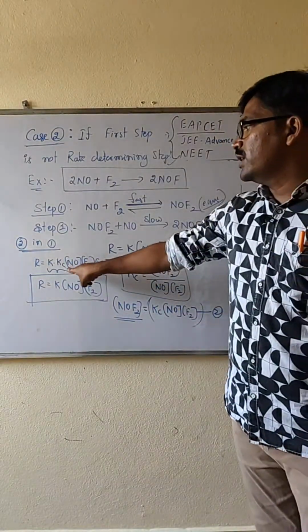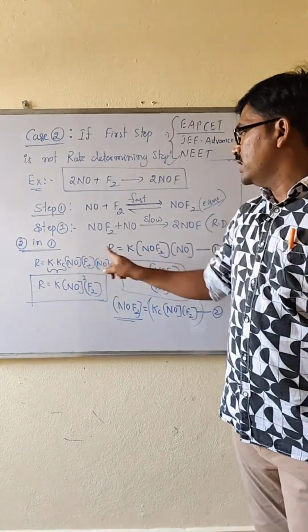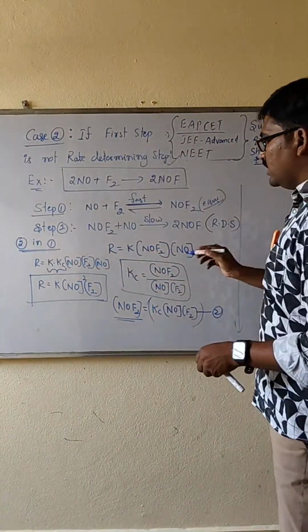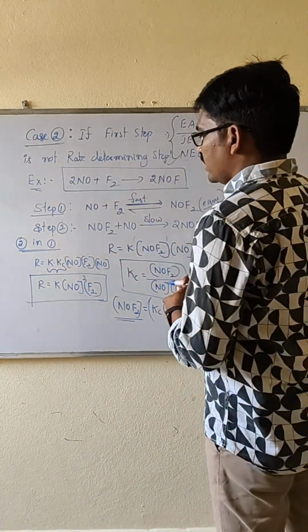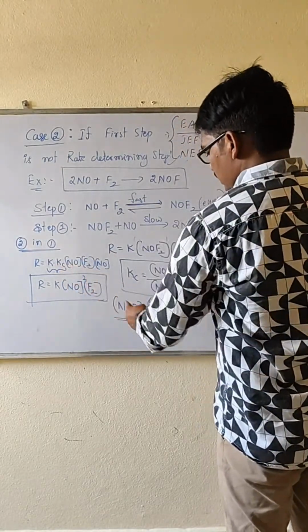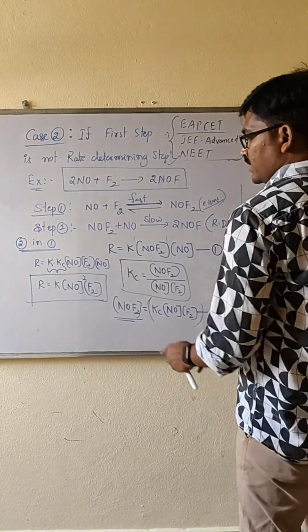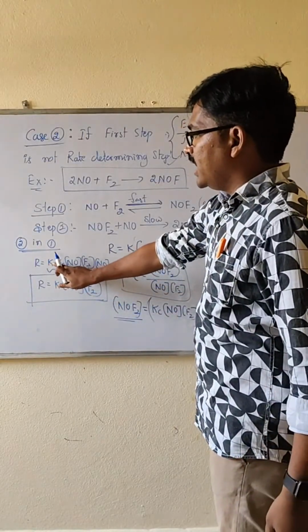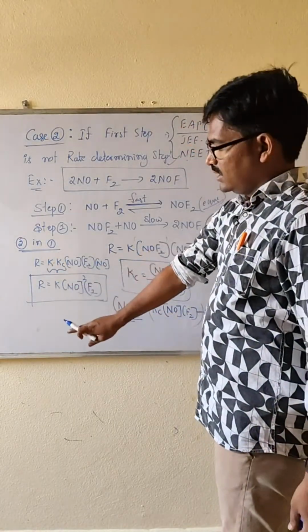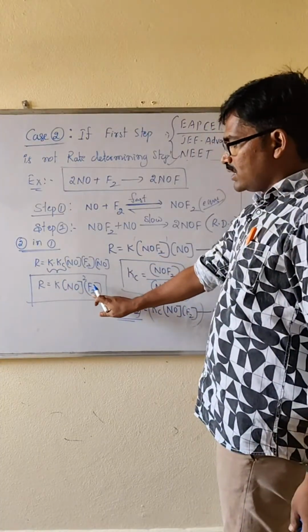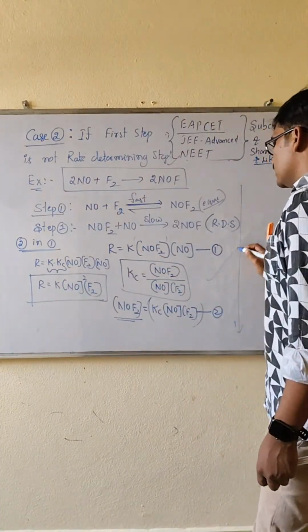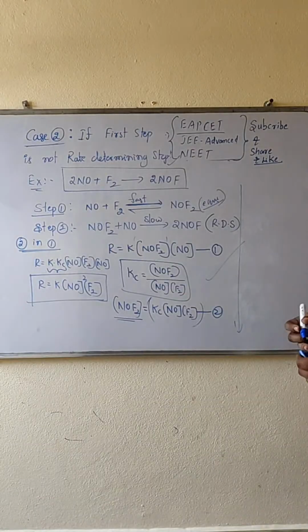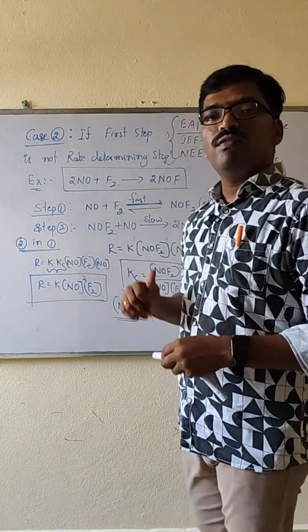See, look at substituted there in the place of this. So in the place of this, then we have substituted K Kc NO F2. Then NO is there, still NO is there. Then see, look at K and Kc, we call it the effective constant. Then NO into NO square, then F2. So like this, you have to find out the rate law for this.